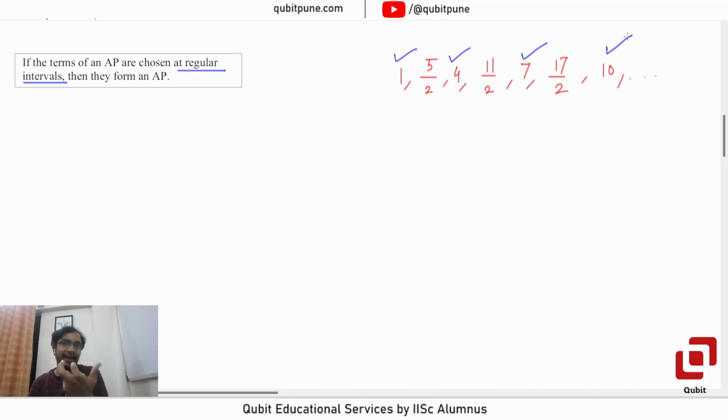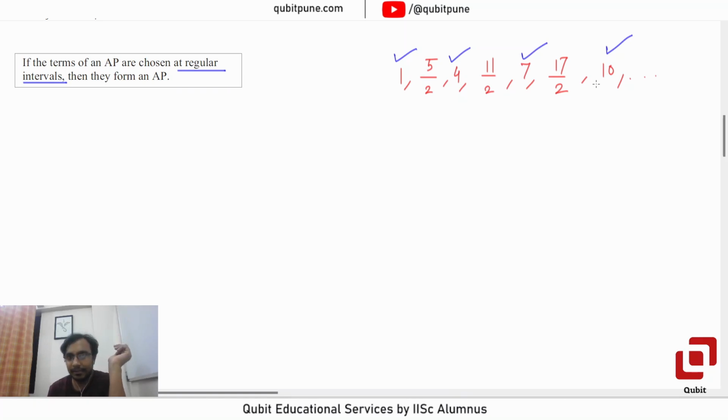It depends on the span, the gap between the two terms, and also it depends on what first term you chose. But the point is, if we choose them at regular intervals, equally spaced, so I can also pick 1, 11 by 2, and then the next term will directly be equal to 10. I can also pick 1 and then 7. I can also pick 1 and then 10. Are you getting this?